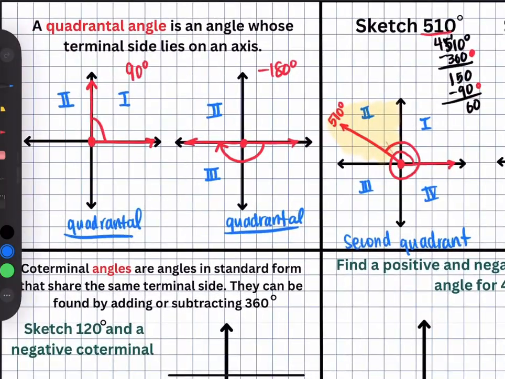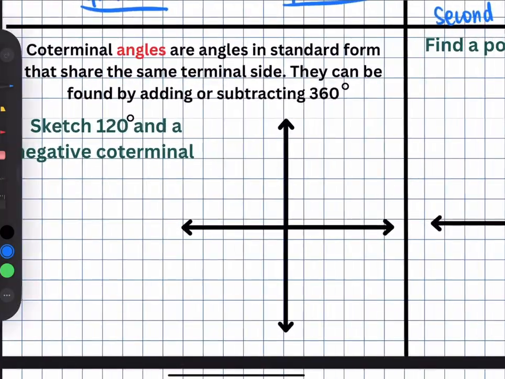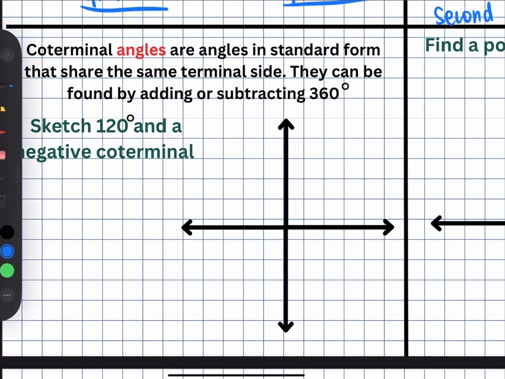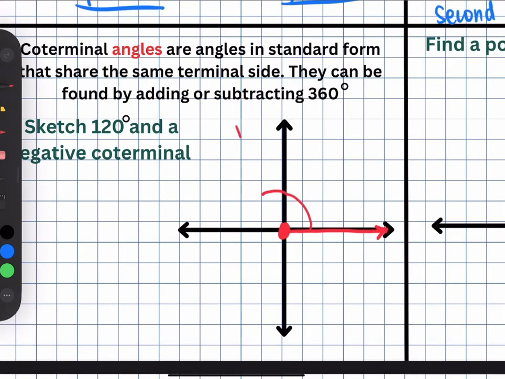Now, my next vocabulary word for today is coterminal angles. Coterminal angles are angles in standard form that share the same terminal side, and they can be found by adding or subtracting 360 degrees. So, what does this mean? If I were to sketch 120 degrees, that would be 90 plus 30, should put me about here. Okay? So this is my 120 degrees.